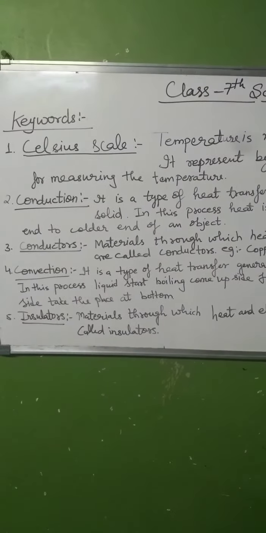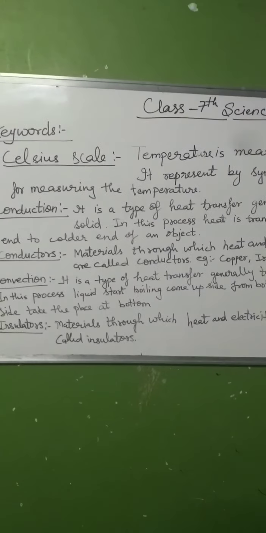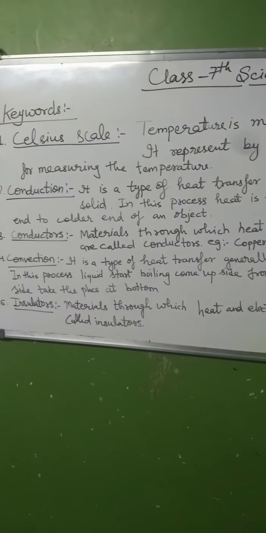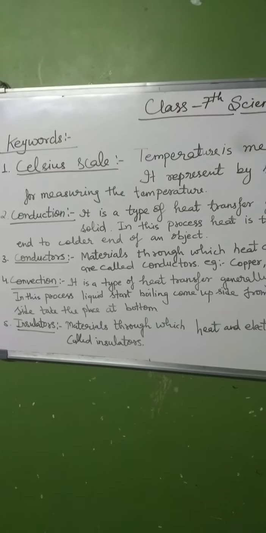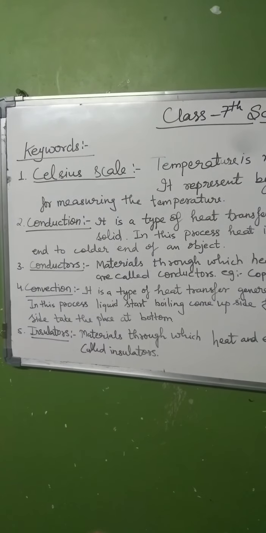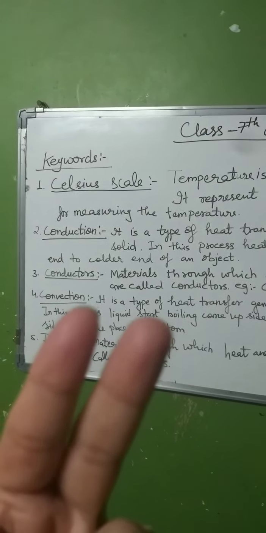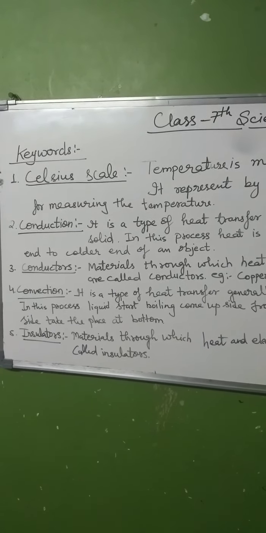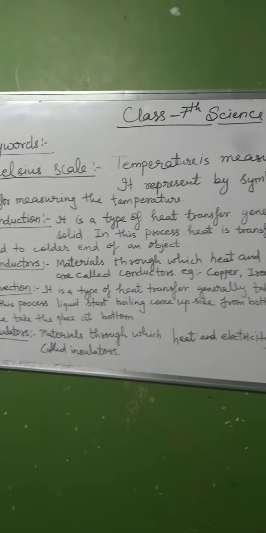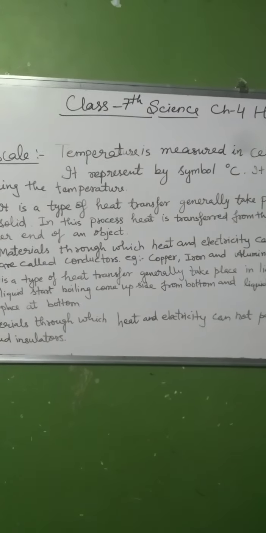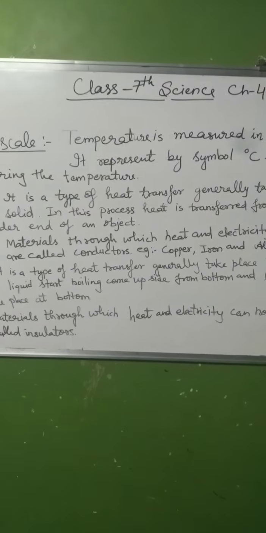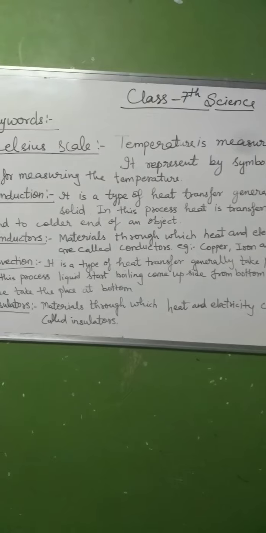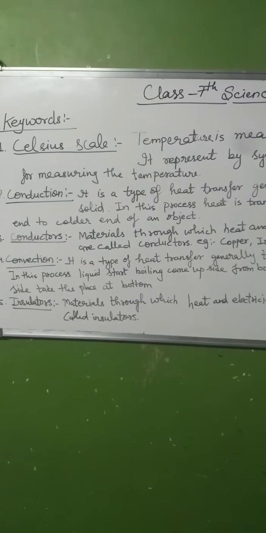Okay. The second one is conduction. It is a type of heat transfer. I already told you the heat transfer takes place by three methods: conduction, convection and radiation. In conduction, this process of heat transfer takes place generally in solids. In this process, heat is transferred from the hotter to the colder end of an object.